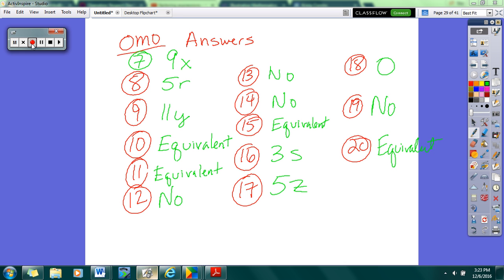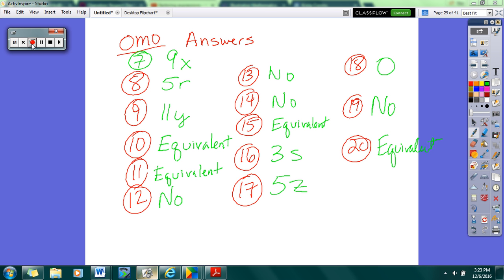In 13, I got 6z plus 4z, which is going to equal 10z. But 10 plus 2z is not 10z, so those are not equivalent. In number 14, I have 1p plus 3p, which is going to be 4p. That is not equivalent to 13p.